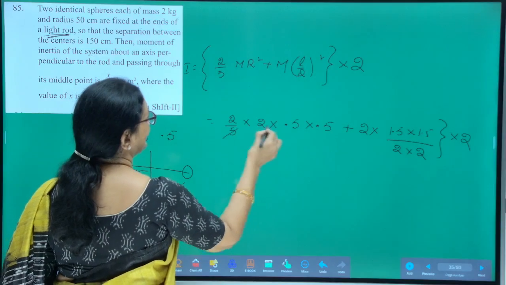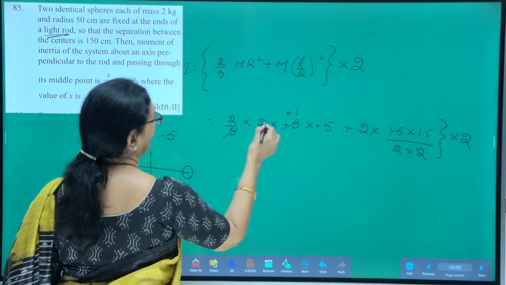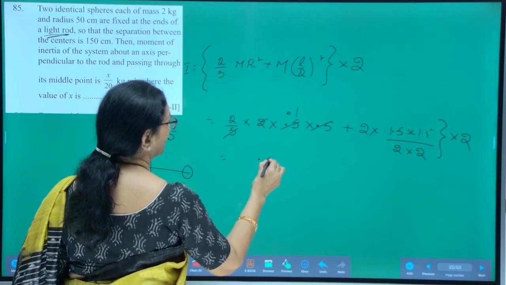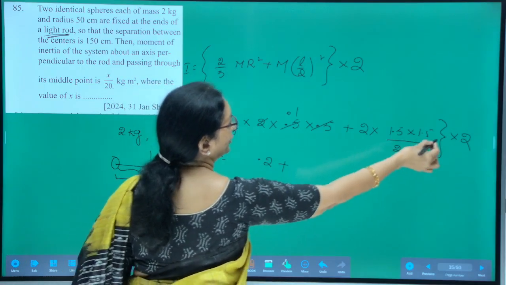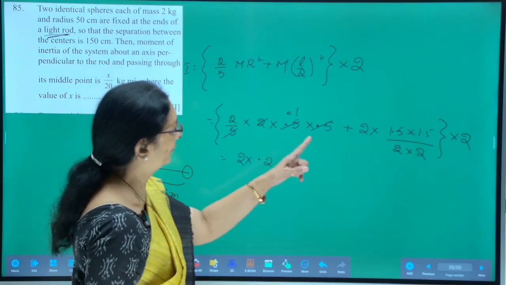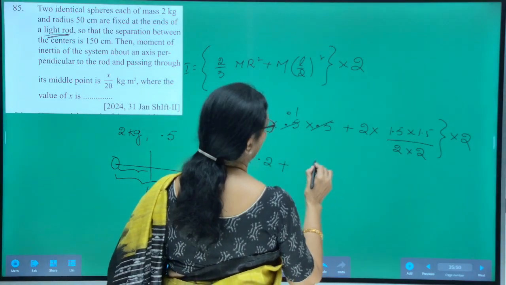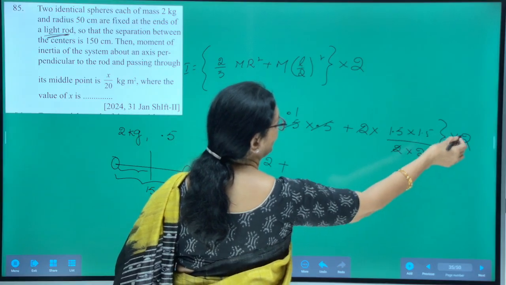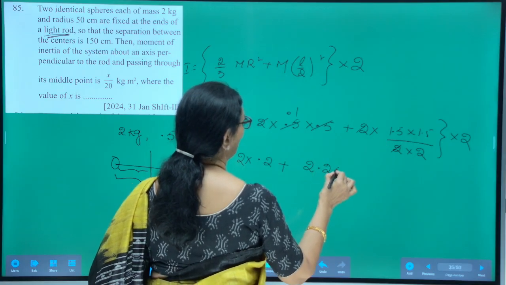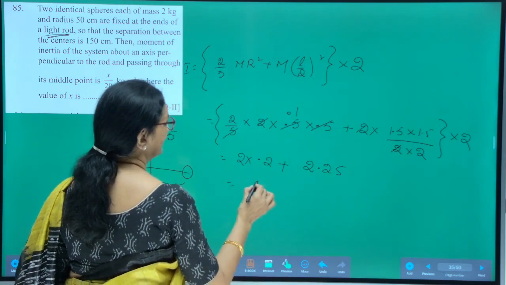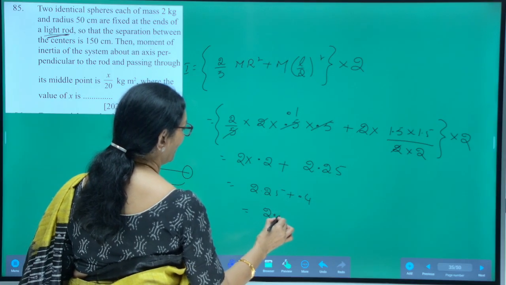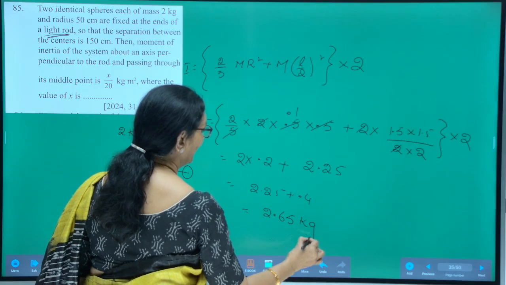So here this gets cancelled, 2 into 0.5 is 1. So it is 0.2 plus 0.2 into 2 is there. So I am expanding the bracket here. So 2 into 0.2 plus, this 2 and this 2 get cancelled, this 2 and that 2 get cancelled, 1.5 into 1.5 is 2.25. So this is 2.25 plus 0.4, it is 2.65 kg meter square.